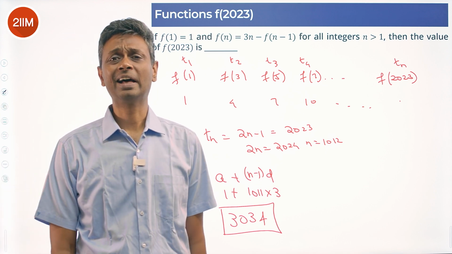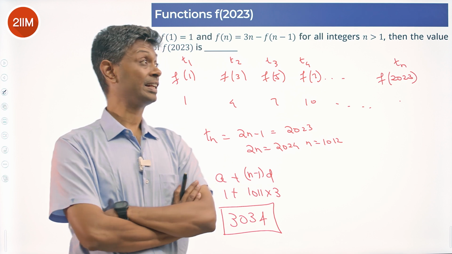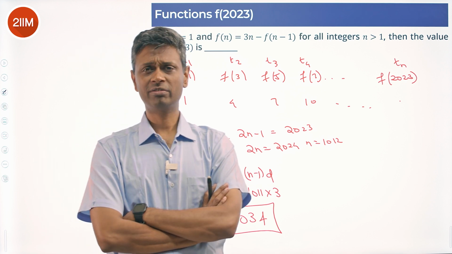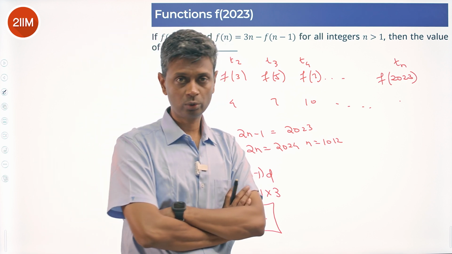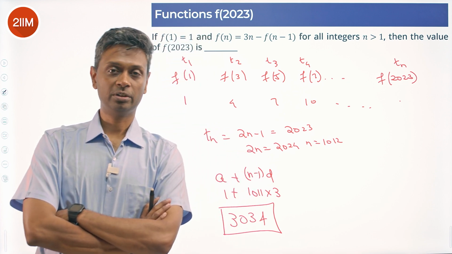Excellent question. Write down a few terms, see if there is a pattern, carve out the pattern, extract the arithmetic progression, find which term corresponds to f of 2023, plug in Tn equals a plus n minus 1 into d, simplify that.